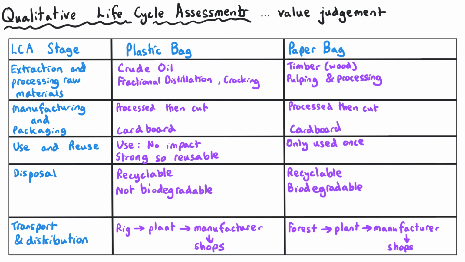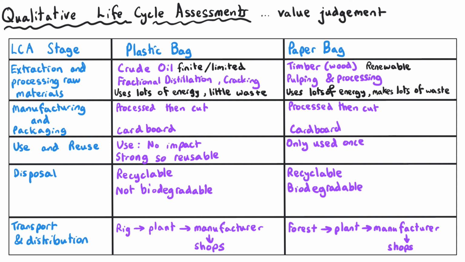And so for a plastic bag, for instance, crude oil is the raw material. We know that crude oil is finite and therefore is in limited supply. We also see that the raw material requires fractional distillation and cracking, and that uses a lot of energy, but it doesn't produce very much waste. The paper bag, in contrast, is made from timber, and that's renewable, but it does require a lot of wood and pulping and processing, and this uses a lot of energy and produces a lot of unusable waste.